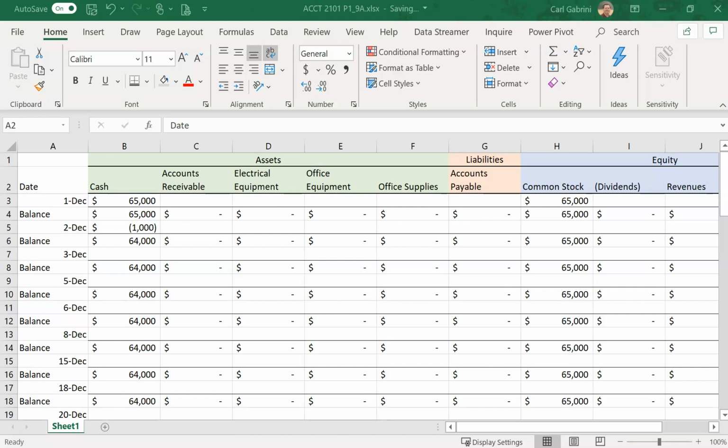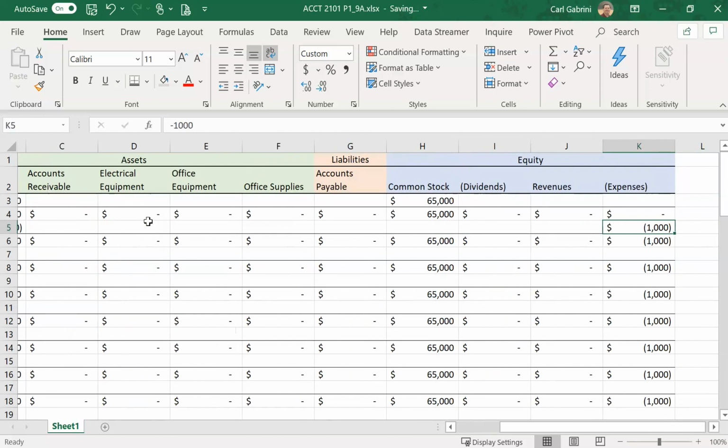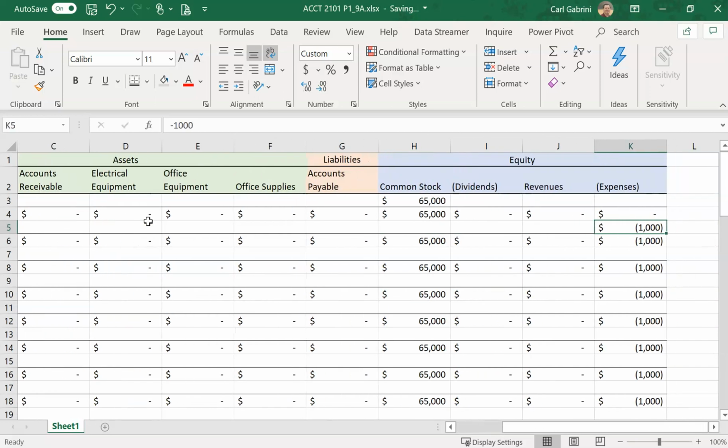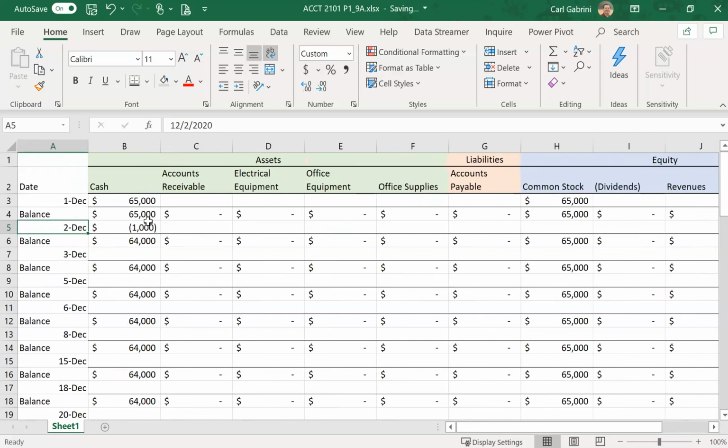The second transaction that occurred was that they wanted to rent some office space. So they rented some office space, and they made a payment for December. They made that up front. They paid $1,000, so that showed up as a reduction in cash. Then we scroll down and we show $1,000 in expenses for the rent expense. Now we're not differentiating the different types of expenses here. It's all going to end up in just the one expense column.